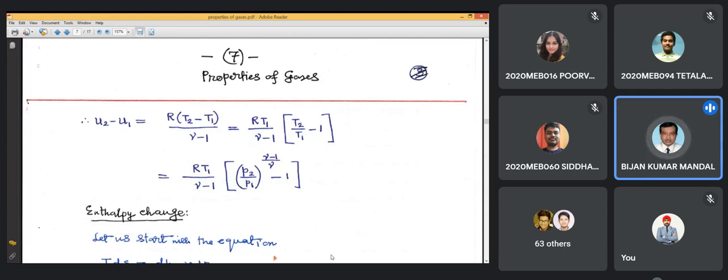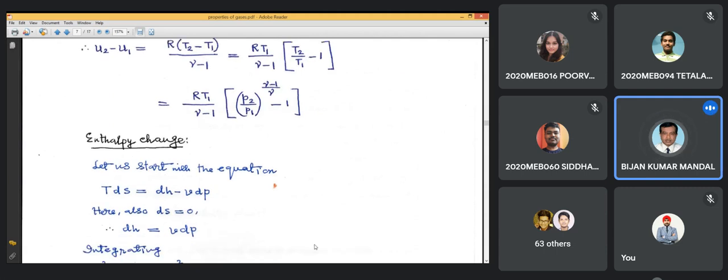So what we simply need is the pressure ratio. That is, what is the increase in pressure, that ratio, or what is the decrease in pressure. So it may be 3 or maybe 1/3, depending upon whether it is a compression process or an expansion process. So obviously for a compression process, the internal energy will be more after the end of the process, and in an expansion process, it will be less.